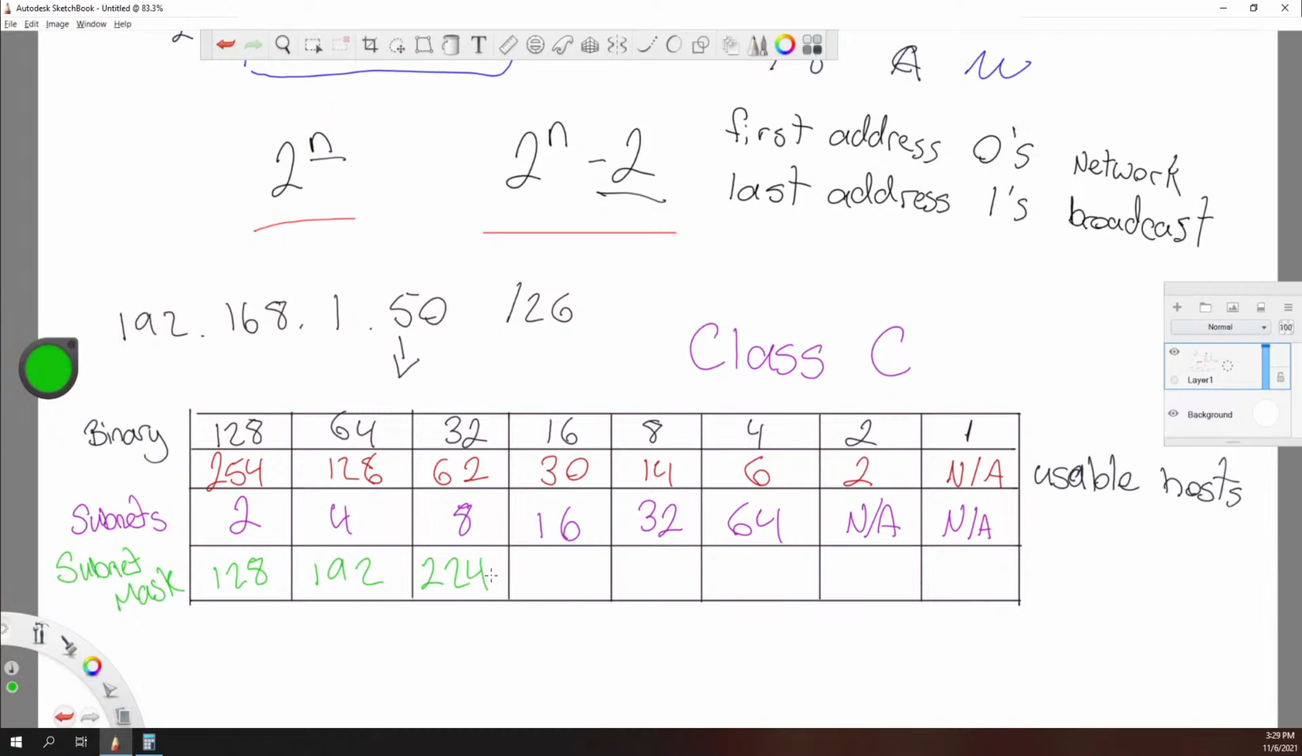So the next one would be 224, 240, 248, and 252. And then obviously, as I mentioned before, in a class C, these last two would be not applicable. If we weren't dealing with a class C, well, then you could just work them out yourself, right? Well, what's 252 plus 2? Would be 254 and then 255. But I'm going to leave those as NA because we're not worrying about them since we're looking at a class C.